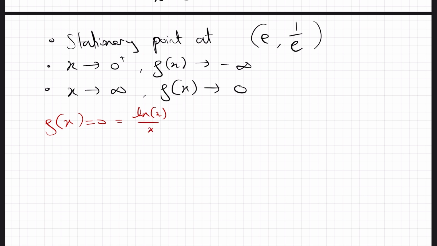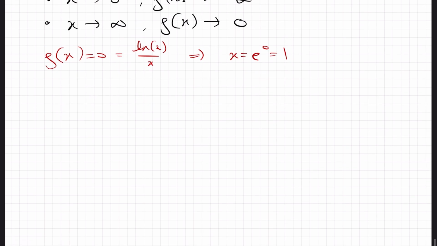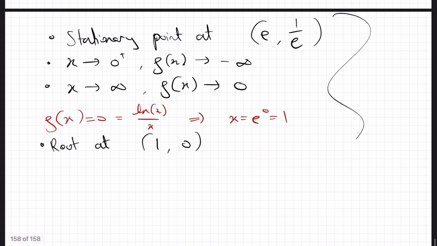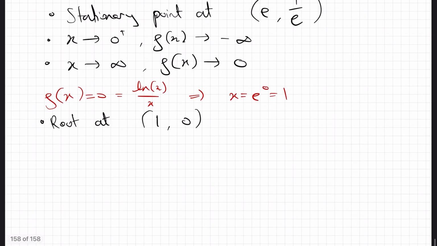And pretty easily, you should be able to see that this is going to be true when x equals e to 0, which is 1. So we have a singular root at (1, 0). And this is basically all the information we need to sketch the graph of this.